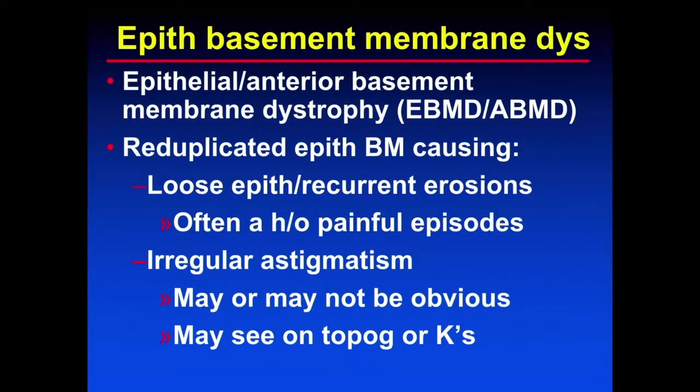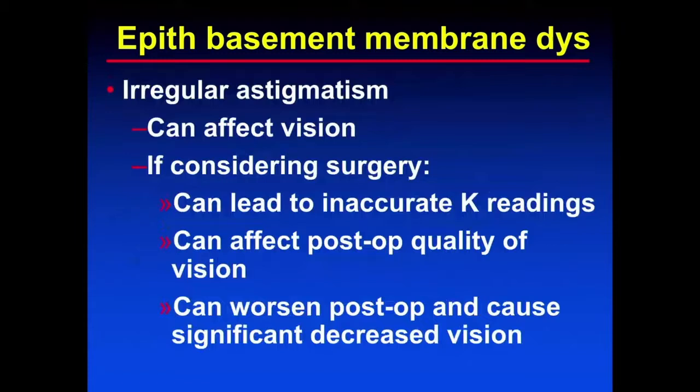So epithelial basement membrane dystrophy, also anterior basement membrane dystrophy, EBMD, ABMD, different names. It's reduplicated epithelial basement membrane causing several potential problems. One is loose epithelium leading to recurrent erosions, these painful episodes, and two is irregular astigmatism. Now this irregular astigmatism may or may not be obvious just on slit lamp exam, and you may or may not see it on corneal topography or K readings, but you need to look out for it.